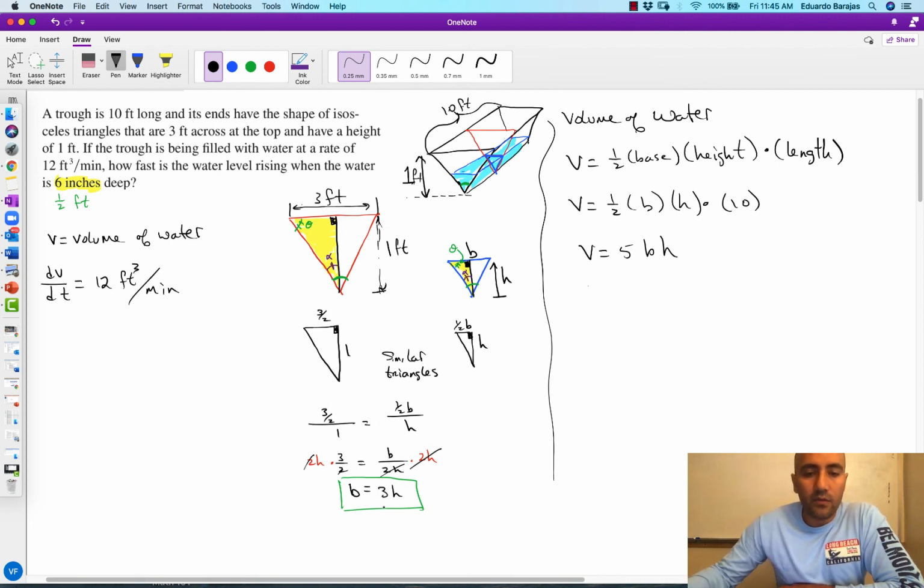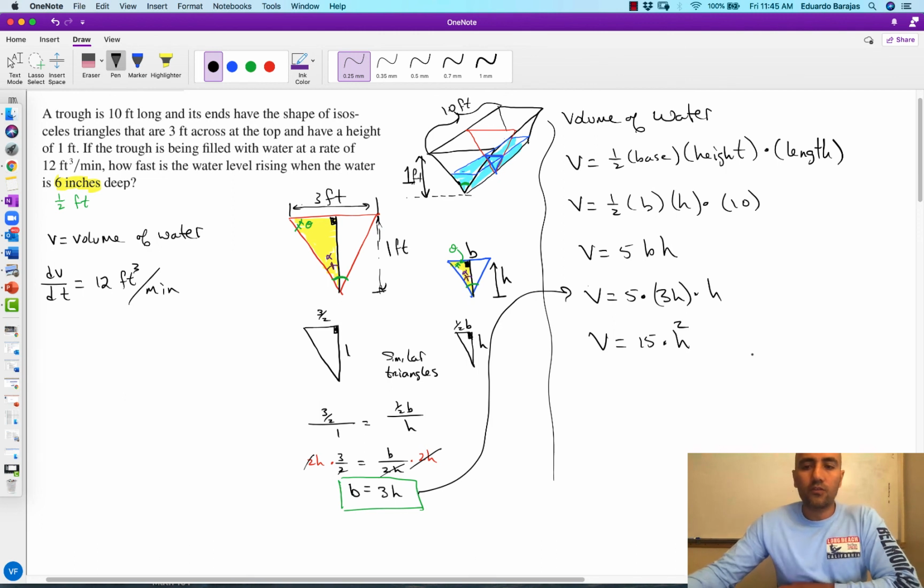One too many, so luckily we can use this right here to reduce it. So we can say that V is equal to 5 times 3h times h, where I'm replacing the b with 3h. So that means volume is equal to 15 times h squared.